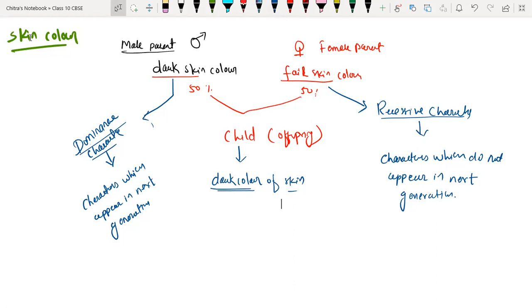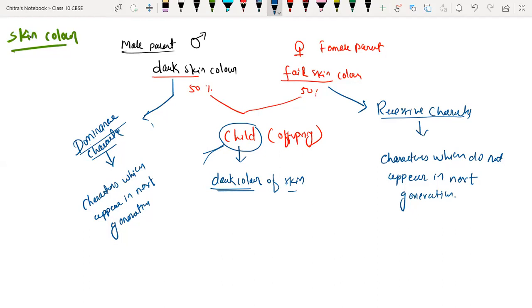This totally depends on the genes only. Suppose this child has both the character for dark and for fair. If that child reproduces the next generation, then there is a possibility that their child may be fair or dark, with a 25% possibility for fair skin also.